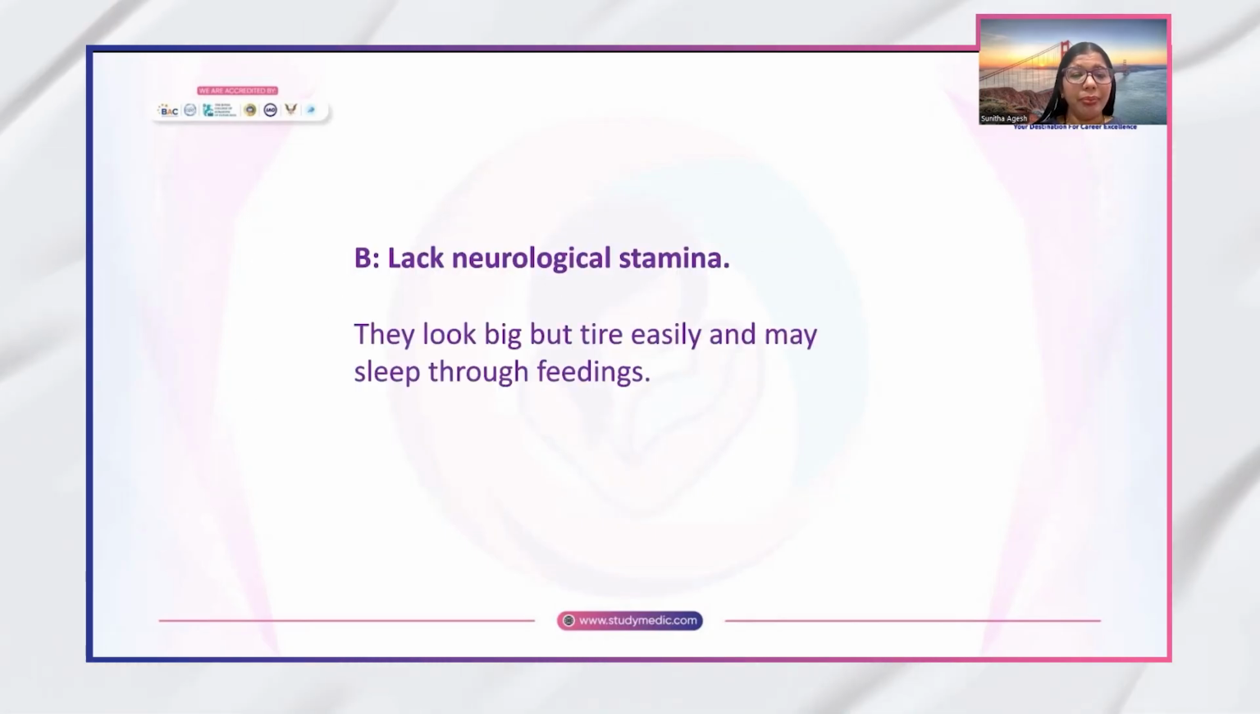Second one. They look big but tire easily, and may sleep throughout the feedings. That's why they will take the feeding for more than 30 minutes, and the milk transfer is not that much, as they are spending the calories.